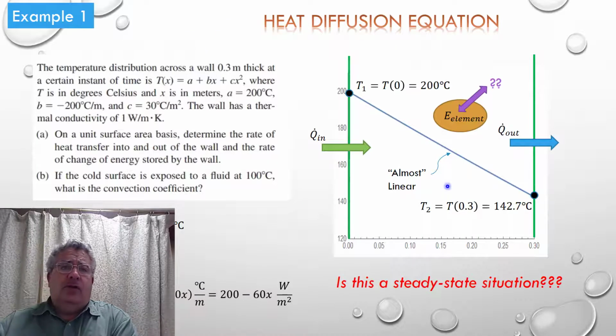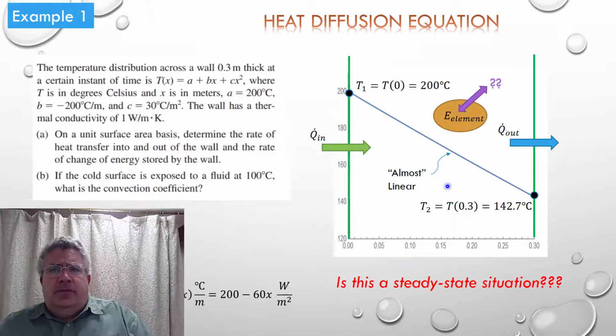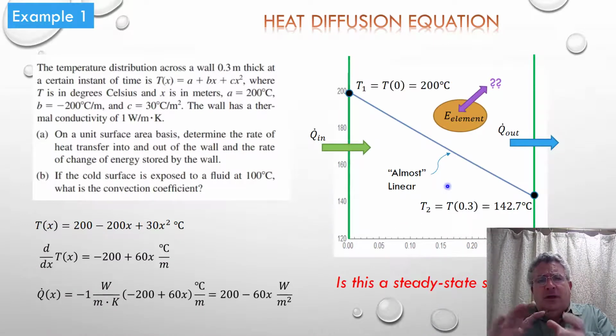All right, so I just want to quickly go through one example. This is an example from another textbook, but I do like this type of example because it allows us to sort of manipulate what the heat diffusion equation is to a certain extent.